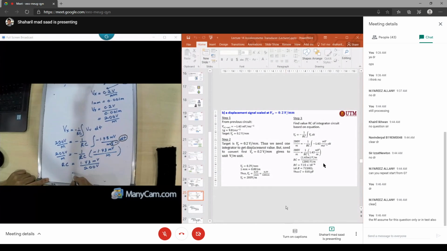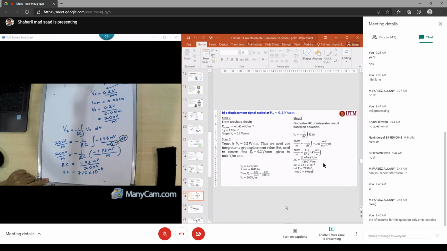Okay, because meter and meter will be cancelled out. So 1.43 millivolt, you divide with 200 volt, then you will get 7.15 times 10 power of minus 6.